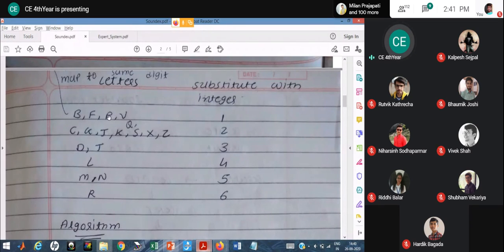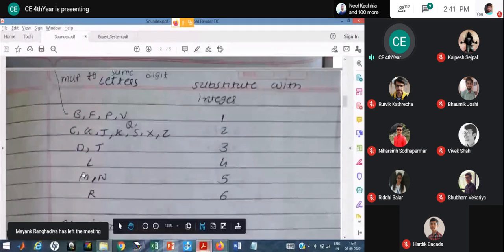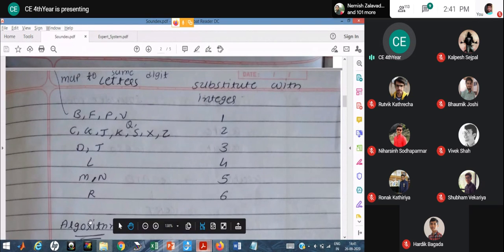So this thing is common. C, G, J, K, Q, S, X, Z: for all of these you have to use the integer 2. These are D and T, so for those you have to use 3. For L, you have to use 4. For M and N, you have to use 5. And for R, it is substituted with the integer 6, everyone. Now, let's start with the Soundex algorithm.